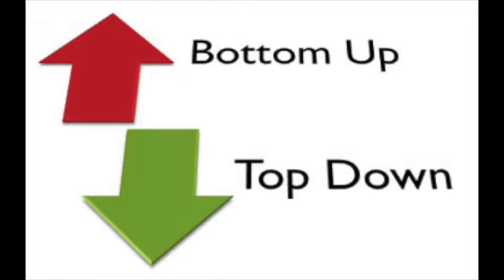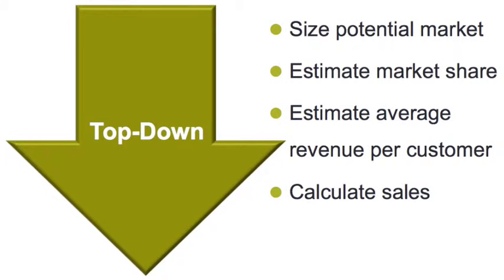There are 2 ways to calculate market sizing. First of all is the top-down, and the second one is bottom-up. How to use the way of top-down? Firstly, size potential market. Secondly, estimate market share. Thirdly, estimate average revenue per customer. And the last is to calculate sales.